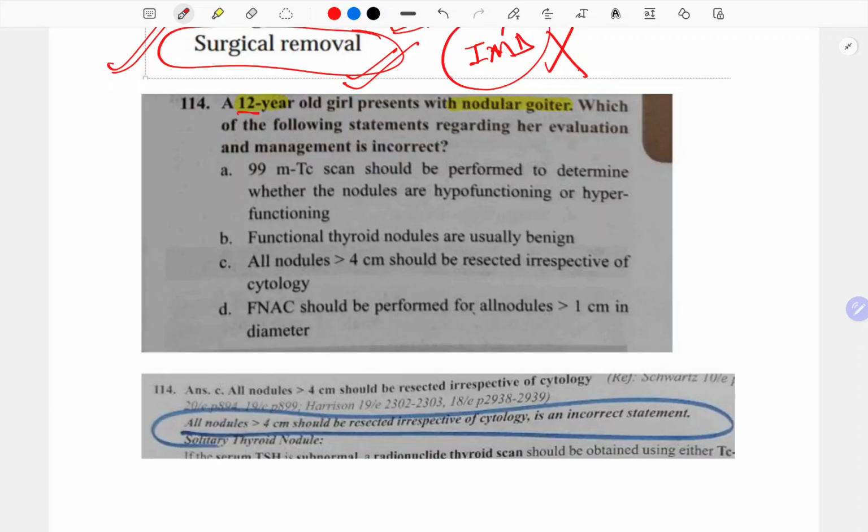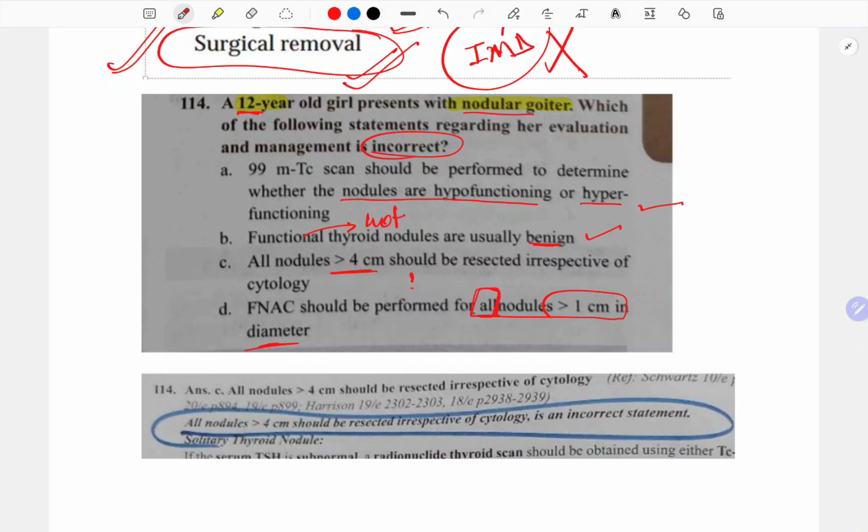Now next question: a 12-year-old girl presented with a nodular goiter. Which of the following statements regarding her evaluation and management is incorrect? See, the first statement is that a technetium-99 scan should be performed to determine whether the nodules are hypofunctioning or hyperfunctioning. Yes, that's a right statement. Just recall the table. Functional thyroid nodules are usually benign. Yes, functional ones are hot nodules, the ones which take up the radioactive iodine. Then, all nodules more than 4 cm should be resected irrespective of the cytology. Okay, let's see. FNAC should be performed for all nodules more than 1 cm in diameter. See, not for all the nodules.